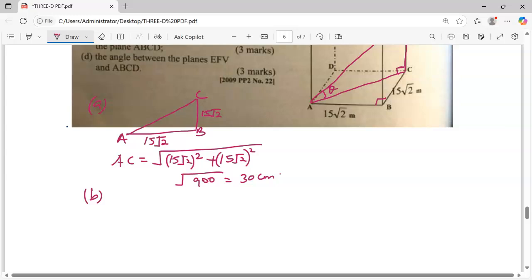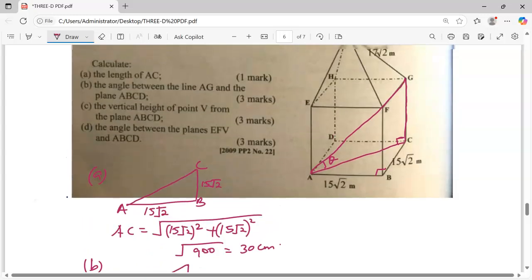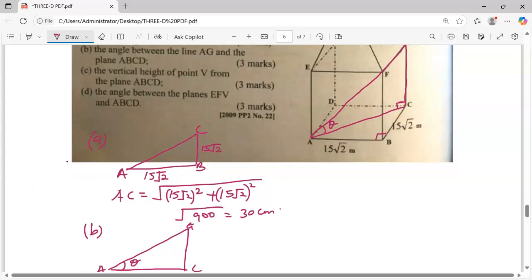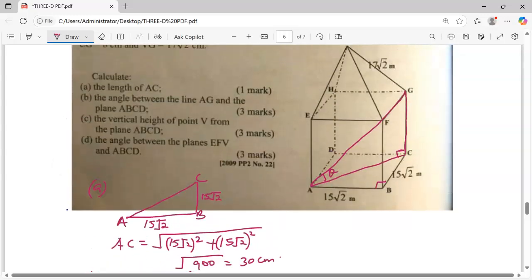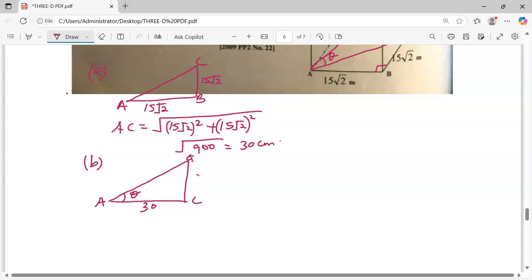From there, we are going to draw the triangle here to assist us in getting that angle, theta. We have, this is A, this is C, and the other point is G. Remember, AC has been found to be 30 centimeters, and CG we were told is 8 centimeters. If we have AC and CG, we can use trigonometry to find angle theta.